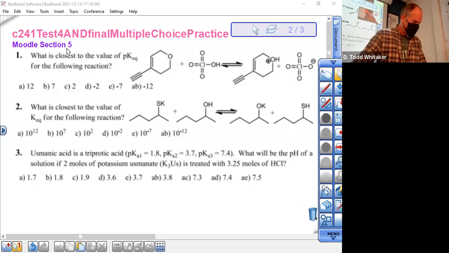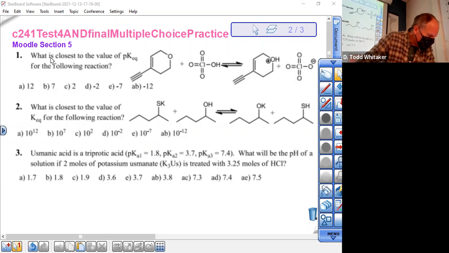For some more multiple choice practice, went to section 5 of Moodle, found test 4 and final multiple choice practice. Got some old stuff here. pKa stuff. What is the closest value of pKeq?